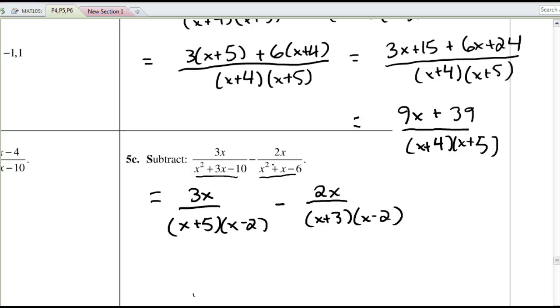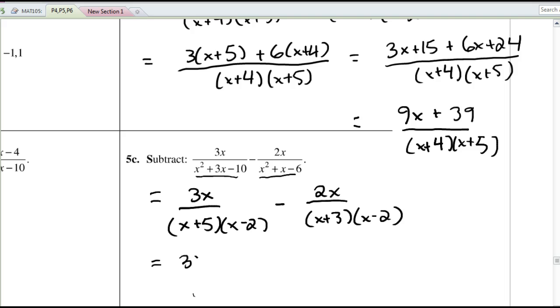So now all we have to do is catalog our factors, and we want to make sure we have a copy of each one in the denominator. The first expression has an x plus 5 and an x minus 2, and the second expression has an x plus 3 and an x minus 2. So what we need to do is get an x plus 3 in the first fraction and an x plus 5 in the second fraction.